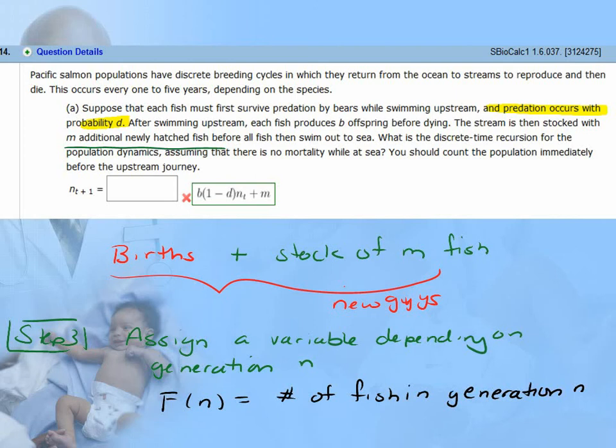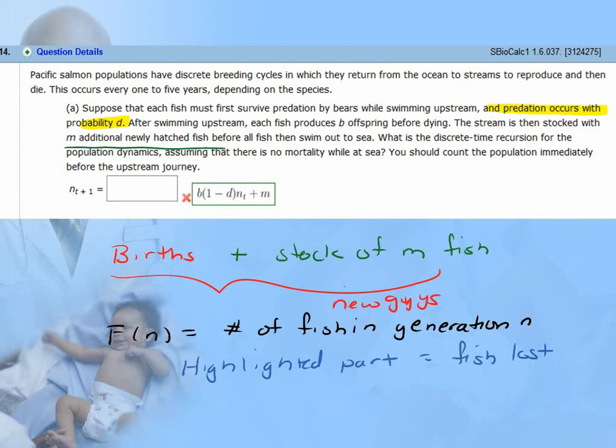So if you have very few fish to start with, then they're not going to be able to make as many new babies, right? The more fish you have, the more babies you have. So if I let f of n be the number of fish in generation n, then some of them will get killed off. So not all f of n are going to make babies. Only a percentage of them will.